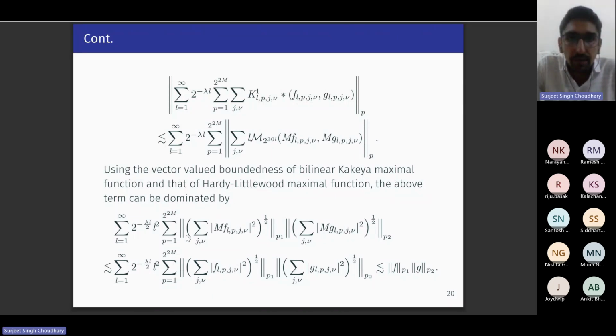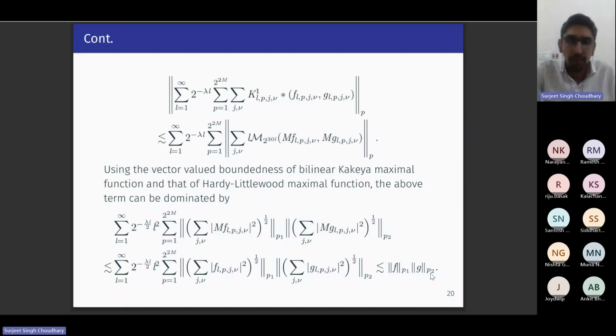And then we have the L2 norm in terms of J nu of the Hardy-Littlewood maximal function of f, in L p1 norm, and similarly for the function g in L p2. And then using the vector valued boundedness of the Hardy-Littlewood maximal function, we can further dominate it just by the L p1 norm of the L2 sum in J nu, and similarly for the g function. And then using the Littlewood-Paley inequality, we can dominate it by the L p1 norm of f and the L p2 norm of g.